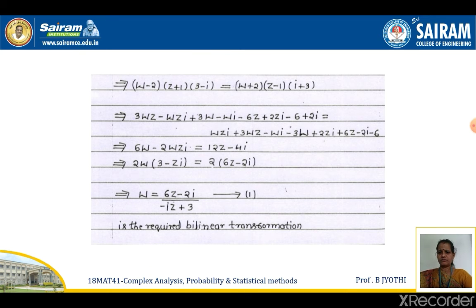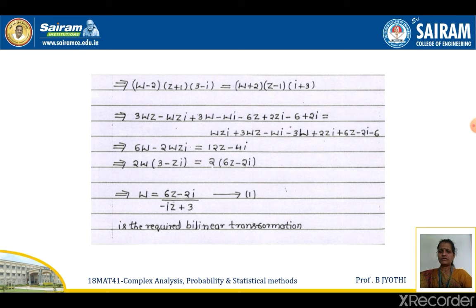Again we need to simplify this, that is (W minus 2) into (Z plus 1) into (3 minus i) is equal to (W plus 2) into (Z minus 1) into (i plus 3). Now again we need to do the multiplication because we need only what W is equal to. So let us multiply in the left hand side as well as in the right hand side. We can multiply by considering two terms and then again multiply with the third term because we are having three terms. But here we have already multiplied it in the left hand side and in the right hand side.